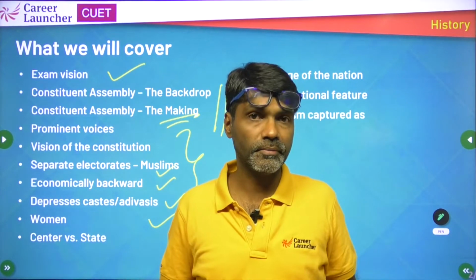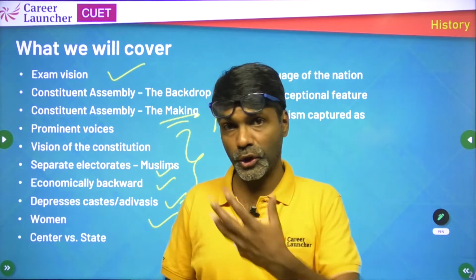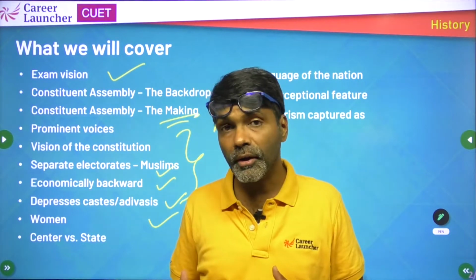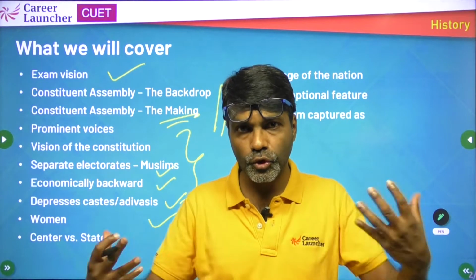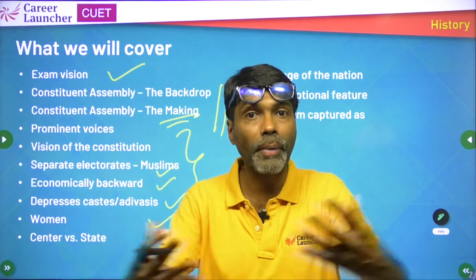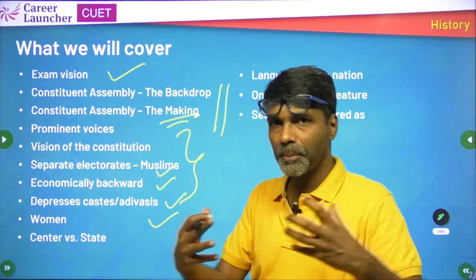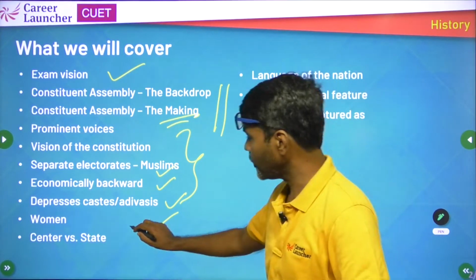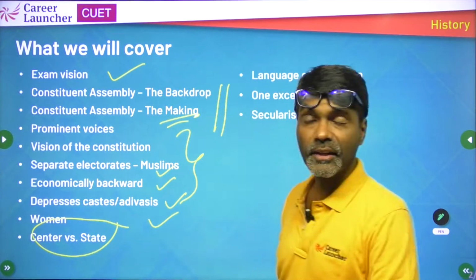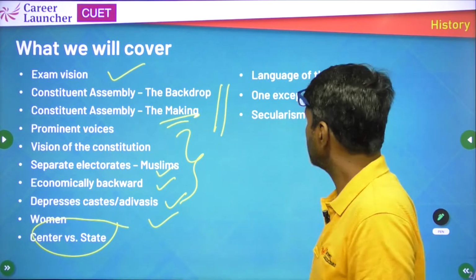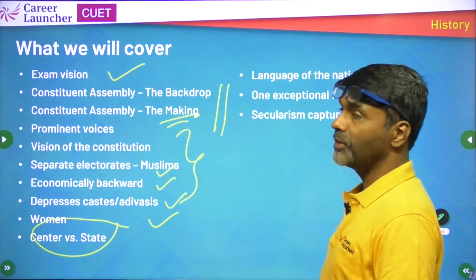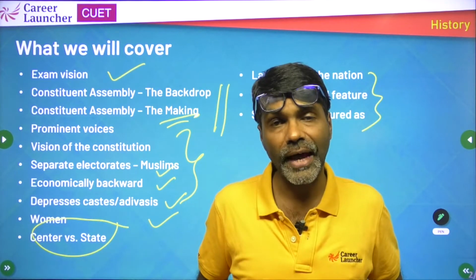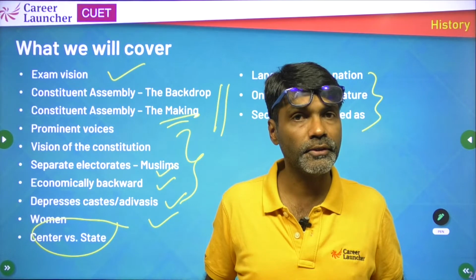constituents of the country, the backward people, the scheduled castes, the minorities, the women, the poor. How did the constitution writers, makers go about including all of them and their welfare into the framing of the constitution? We will cover a little bit about the center versus state. It continues to be a real issue. And we will end by talking a little bit about the languages aspect in the constitution.